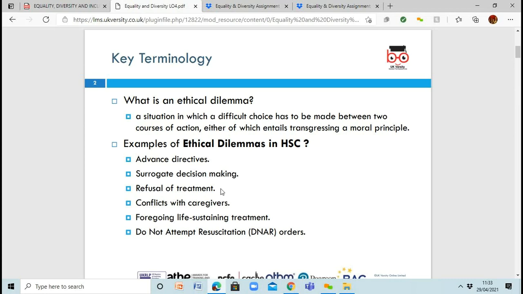You might have refusal of treatment. There might be conflict with the caregiver. So if there's somebody who's ill, one person within their care team or family will make one choice, another person will say, no, I don't agree, I want to do this instead. So it really can be a difficult situation. You've got foregoing life sustaining treatment, and then you've got DNAR, the do not attempt resuscitation orders. So some of these are dilemmas that you could possibly see in the future.